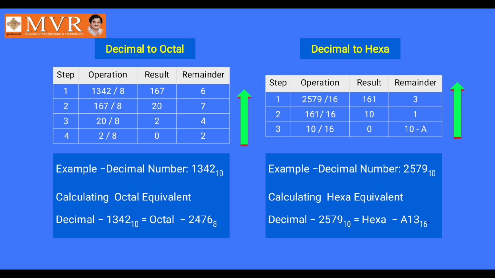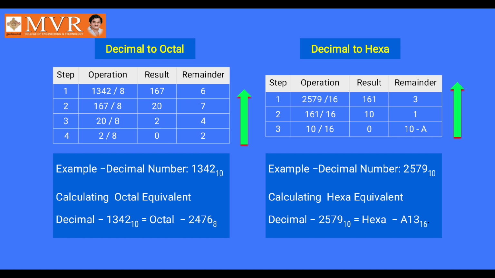Whenever you want to convert a decimal number to octal, as I told you, you have to divide it by 8. If you divide it by 8, the quotient will be 167 and the remainder will be 6. You keep the remainder aside and take the resultant quotient 167 and divide it again by 8, and you will get 20 as the quotient and 7 as the remainder.